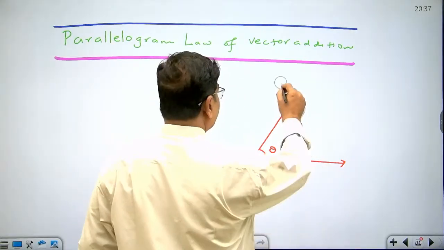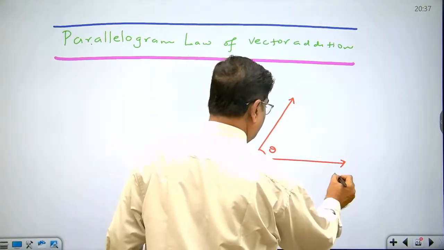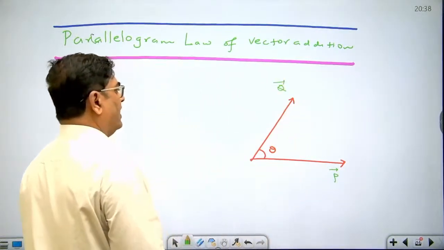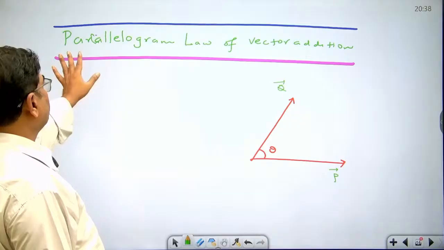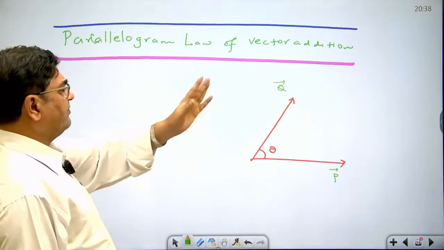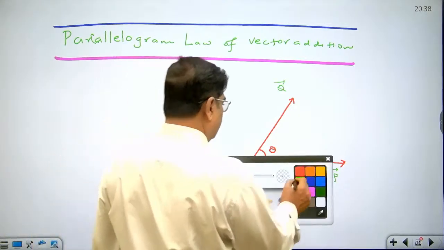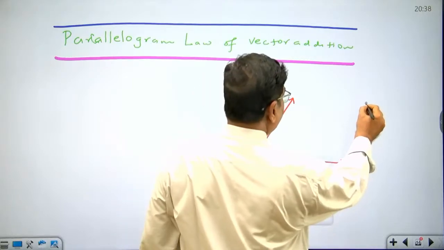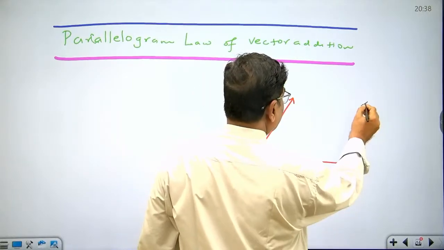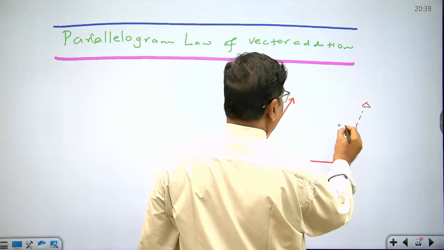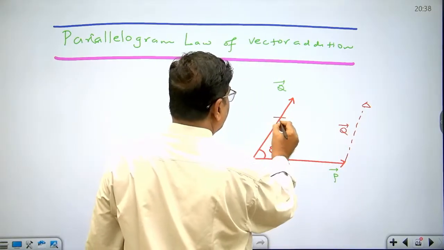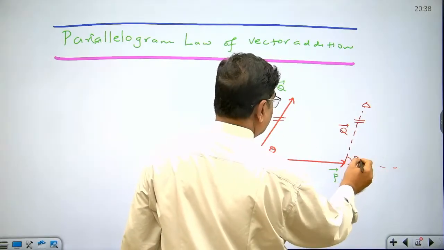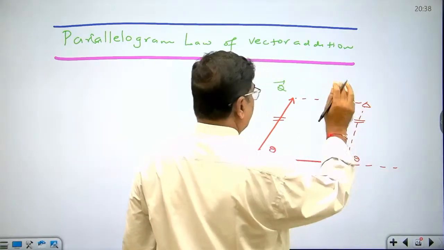Let us mark this vector as P vector and this vector as Q vector. Why is this law called the parallelogram law? Because here a parallelogram is formed. Just shift this vector parallel. So we are shifting vector Q. Since this vector and this vector are parallel, this angle is theta and this is also theta. So here a parallelogram is getting formed.